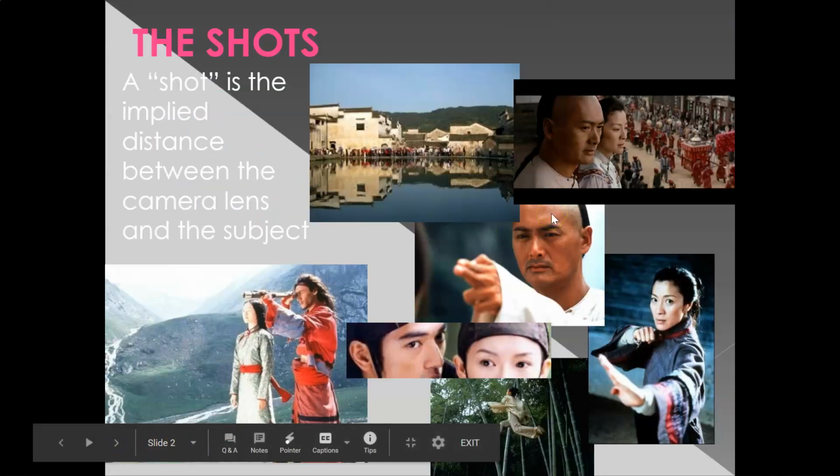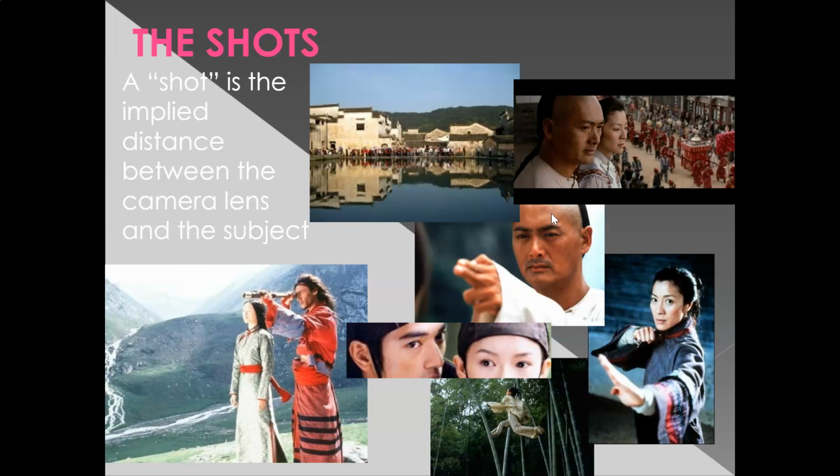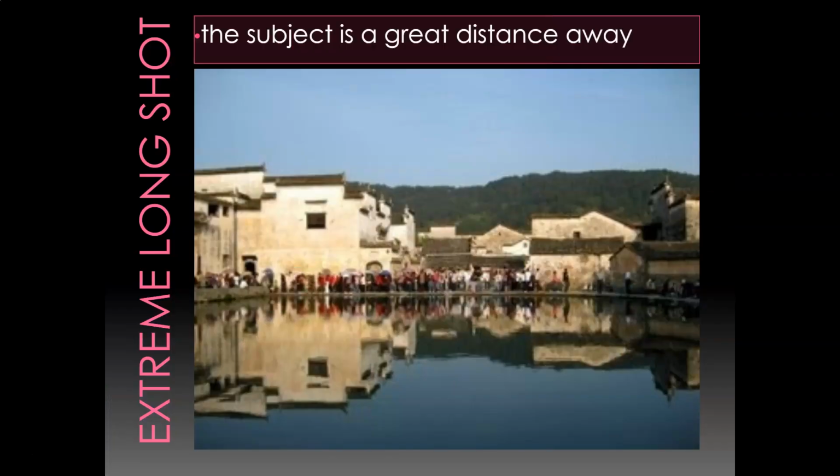I'm going to start off with shots. The definition of a shot is the implied distance between the camera lens and the subject. So it's basically how far away you are from the subject or the figure in the film. There are a total of 7 different types of shots that you will need to know. You'll need to know the definition, but you also need to be able to look at a picture, or a shot of the film, and see what type of shot it is. We're going to go from the furthest away from the subject to the closest.